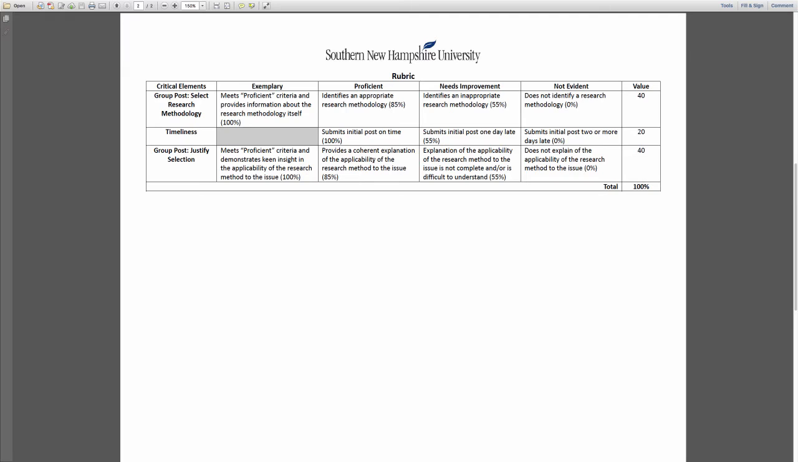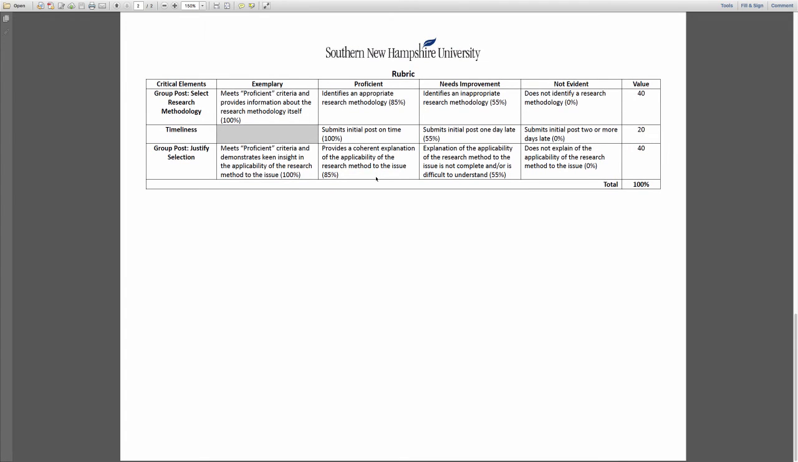The last item is that you justify the selection, a coherent explanation. That's that one paragraph or two paragraphs explaining why you did all this.